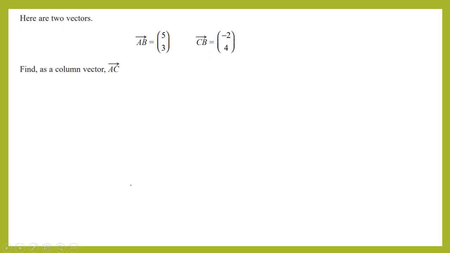Now we have another example from the past papers. There are two vectors, the vector AB, which is 5, 3, and CB, which is negative 2, 4. Find AC as a column vector. So, for example, if this is A, we will move 5 horizontally, then 3 vertically. So this is the point B.